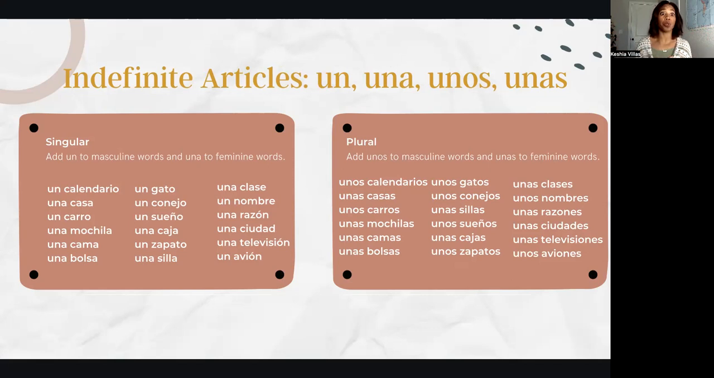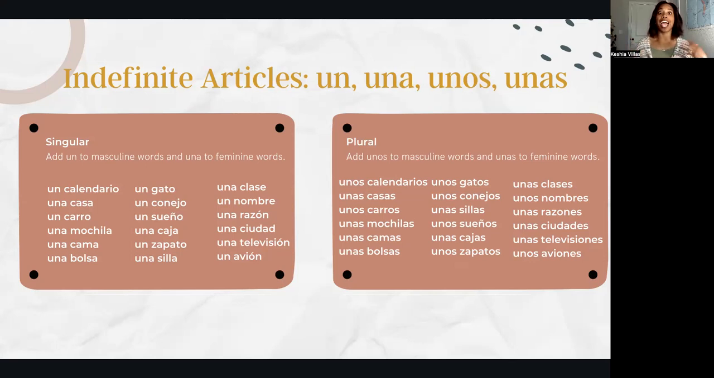Un calendario, una casa, un carro, una mochila, una cama, una bolsa, un gato, un conejo, un sueño, una caja, un zapato, una silla, una clase, un nombre, una razón, una ciudad, una televisión, un avión.